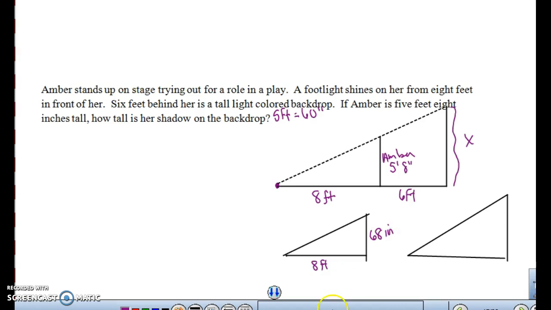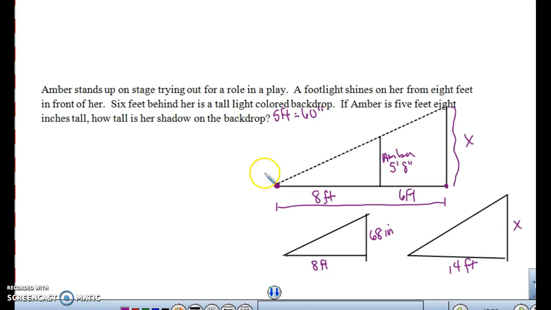Okay, now when I set up my other triangle, I want to make sure that my units up here, x, is also going to be in inches. All right, now here's my other question. How far is it from here to here? What's the length from there to there? This length right here is actually 14 feet. So that's my comparison of my two triangles.